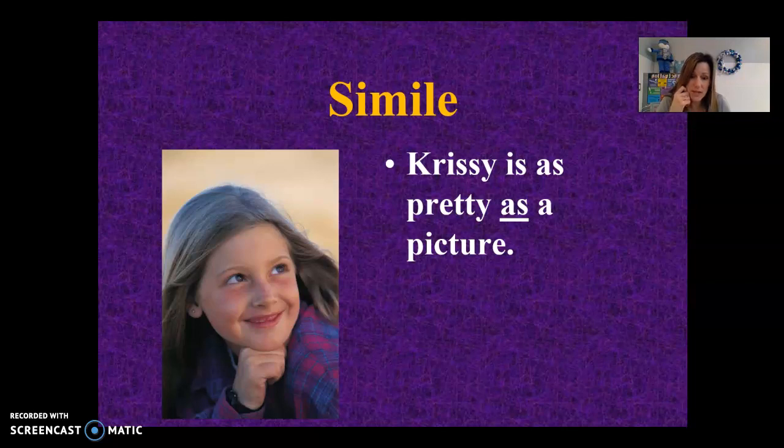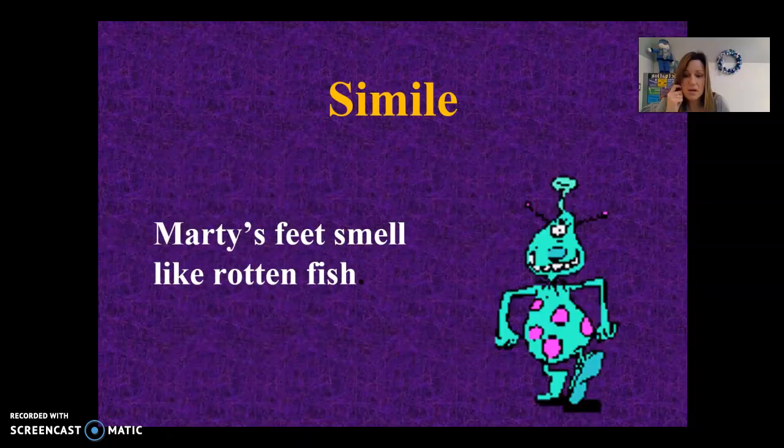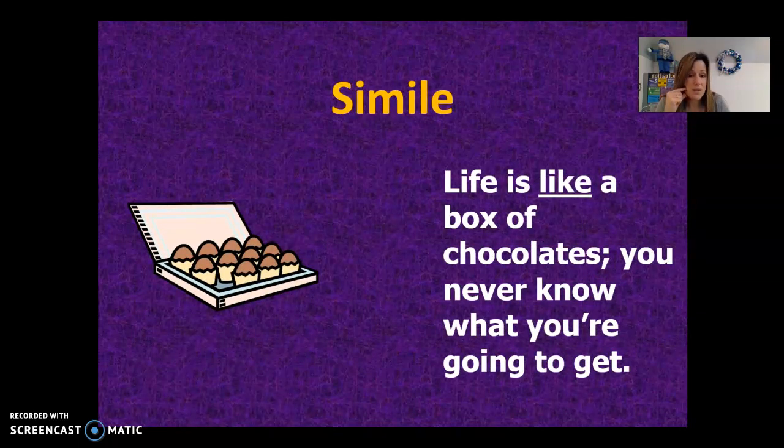So here's some examples of similes. Chrissy is as pretty as a picture. That is comparing Chrissy to a picture. Her eyes sparkle like the stars in the sky. So this is comparing her eyes to the stars. Here's another one. This example is on your note sheet. Marty's feet smell like rotten fish. It's comparing feet to rotten fish. Here's another one. Life is like a box of chocolates. You never know what you're going to get. This is comparing life to a box of chocolates.